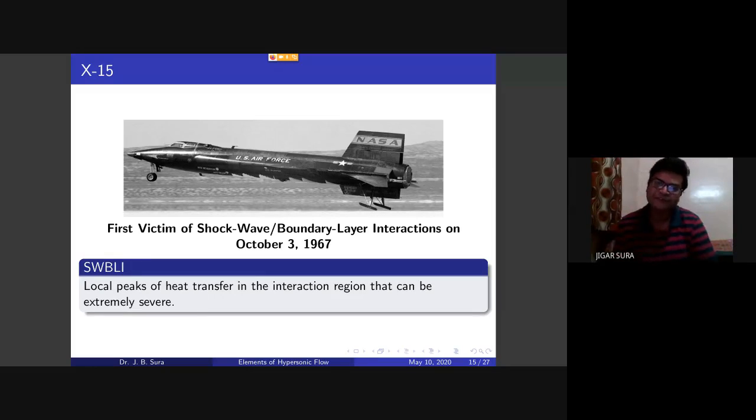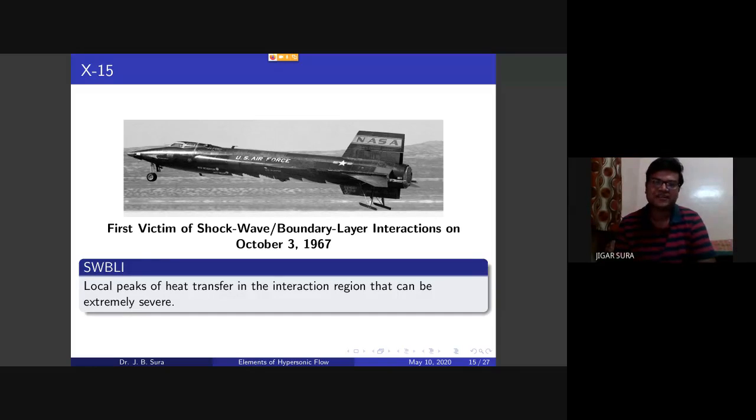Similarly, a shock wave generated due to one surface goes and impinges on the other surface where you have a boundary layer. Now this causes local heat regions or local peaks of heat transfer, and which can be severe. In fact, in this plane, it created a hole on the fuselage, and all the high speed air rushed inside the fuselage, damaging all the equipment. Fortunately, the pilot could land the plane and he survived.